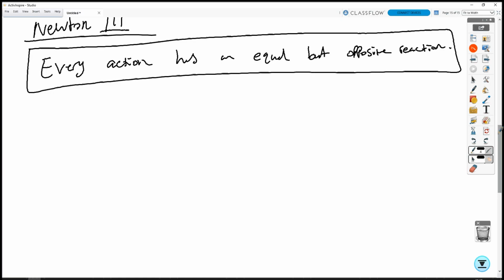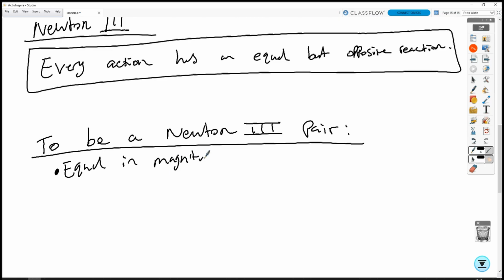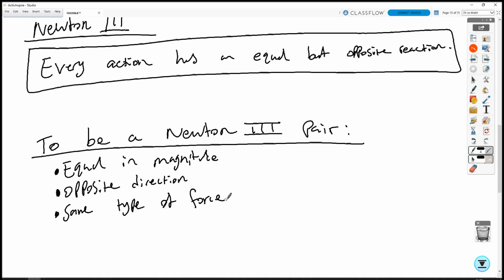So, to be a Newton third law pair, the forces must meet these requirements. Equal in magnitude, opposite direction, same type of force, and act on different bodies.